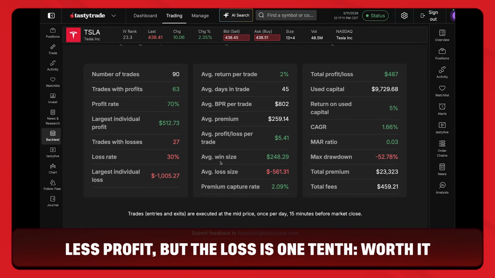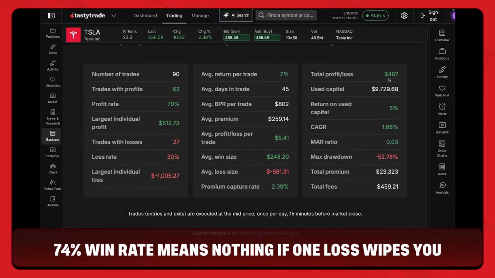But when you have a smaller sized account using defined risk strategies, yes, you're not going to make as much profit, but that's okay. You're still making $487 over 3 years on a $5,000 account. Taken by itself, that's not bad. And your largest individual loss is much smaller. The average loss size is much smaller. So everything is much smaller. That's what you want.